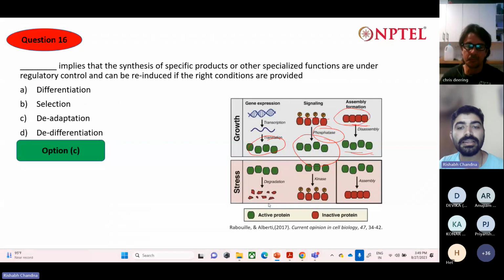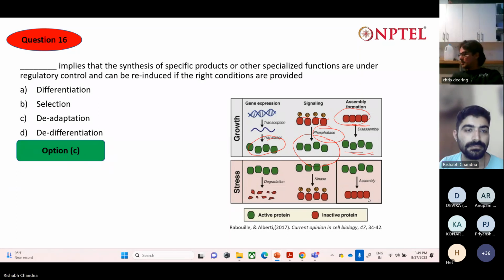Now in case of stress, if these are in active states, the green ones, then in stress conditions these green ones are moved to the inactive state. And if the stress goes away, then these proteins come back to the normal phase. So this is adaptation, the normal thing, and de-adaptation is when the stress comes and all these proteins move onto an inactive state.